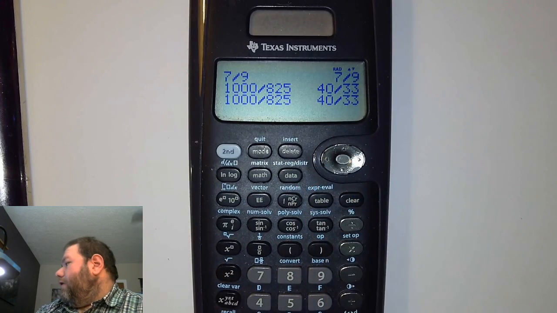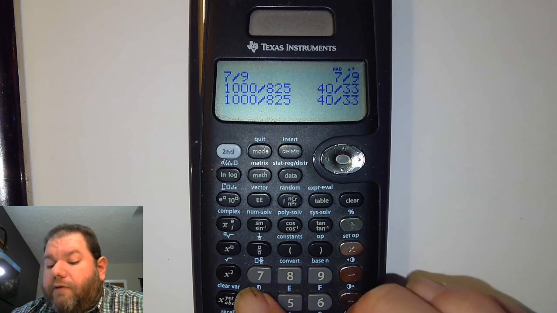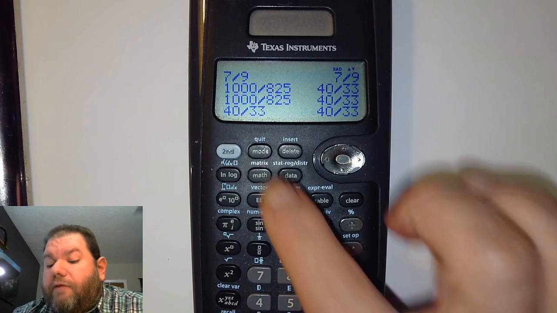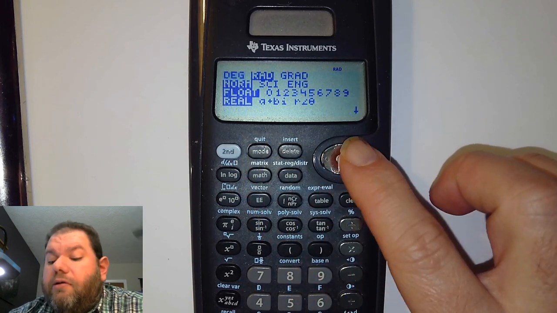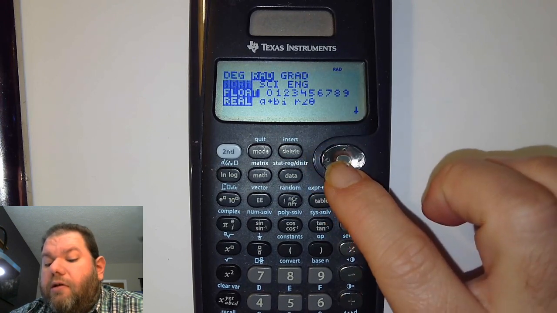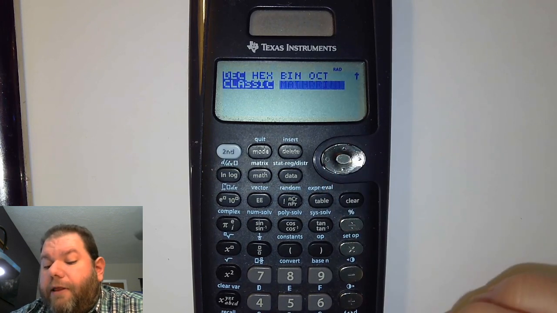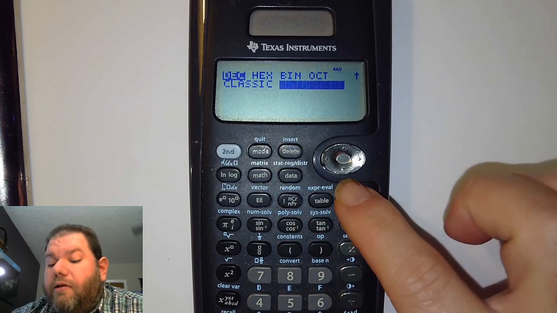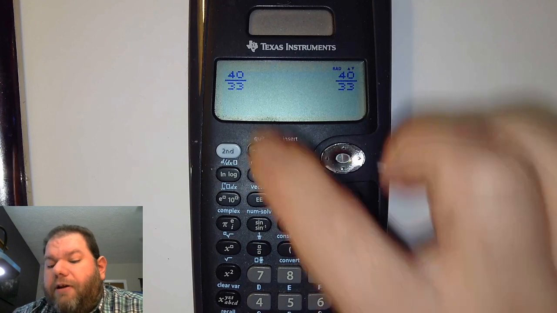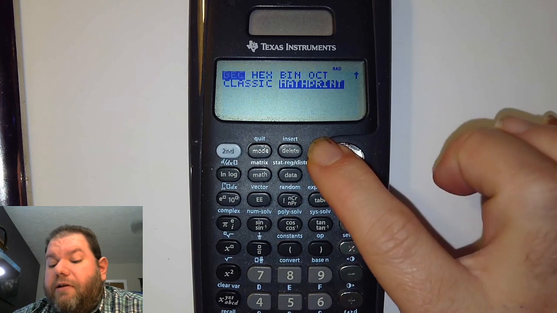Okay. I wonder if there's a way to make it a mixed number. So if we do 40 over 33, no. I'm just going to leave it as a mixed number. If we do that math print business, it might. No, math print is that thing. Never mind. We want that off. Sorry.